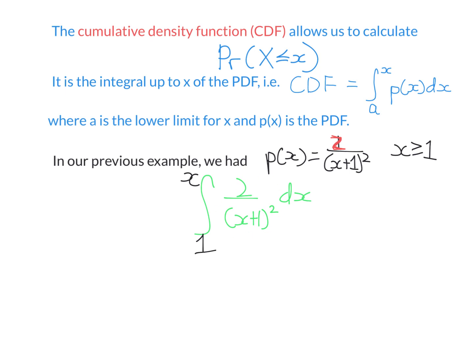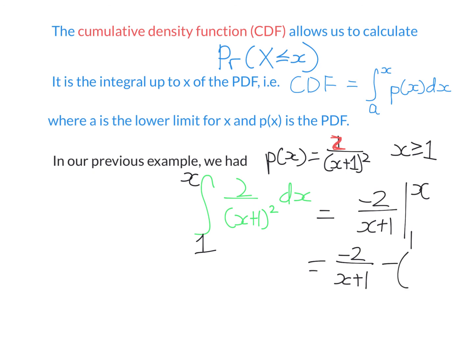Remember, the integral of this, as we saw before, is going to be -2 on x plus 1. We're going to integrate it between 1 and x. So how do I substitute x into this? Well, I actually just leave it alone. If x is substituted for x, I just get the same thing. This will just be -2 over x plus 1. But if I substitute 1, I get -2 divided by 2. And of course, this thing here just becomes +1. It turns out the CDF is just 1 minus 2 over x plus 1.